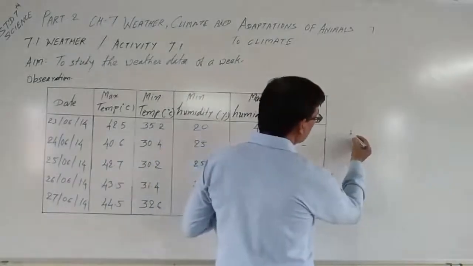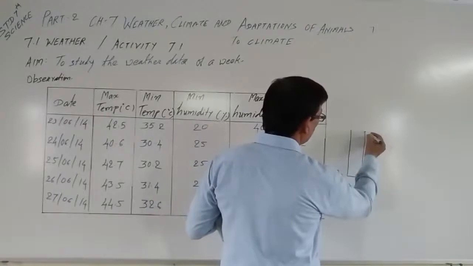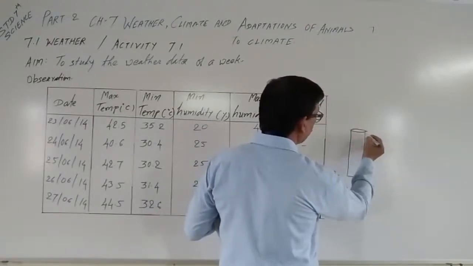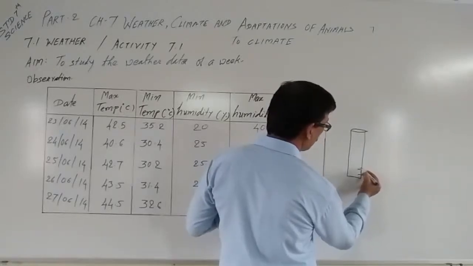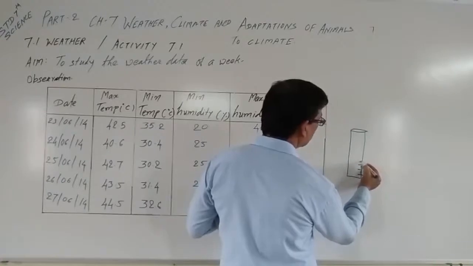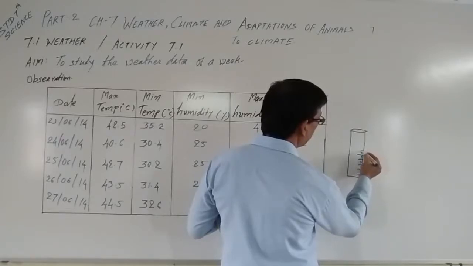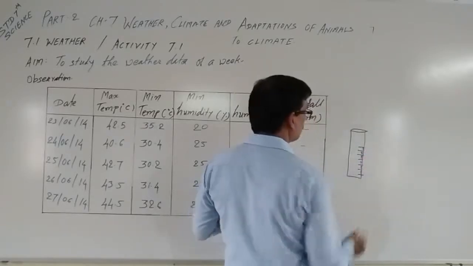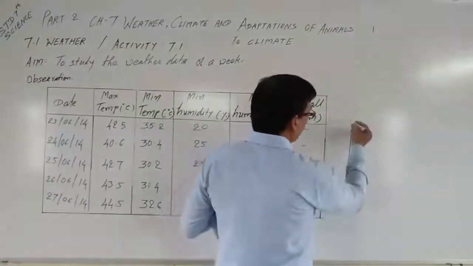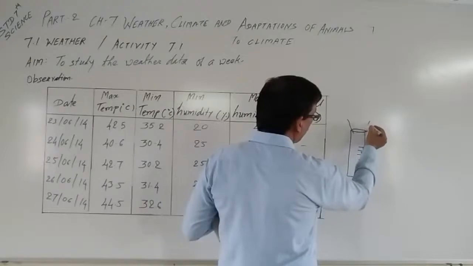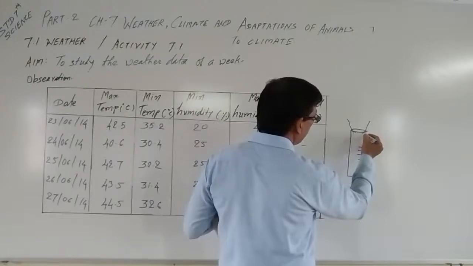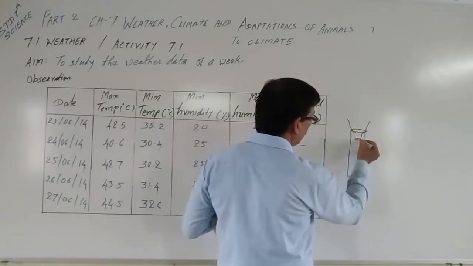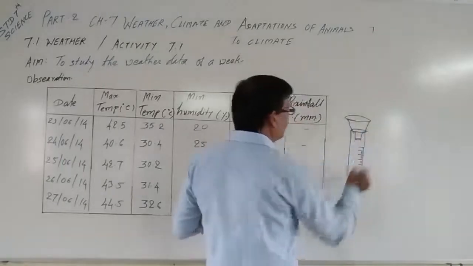See, there used to be a cylinder, something like that, and with measurement, something like this. Measurement used to be there. So there is a cylinder with measurements, and on the top there used to be a funnel. Here there is a funnel.